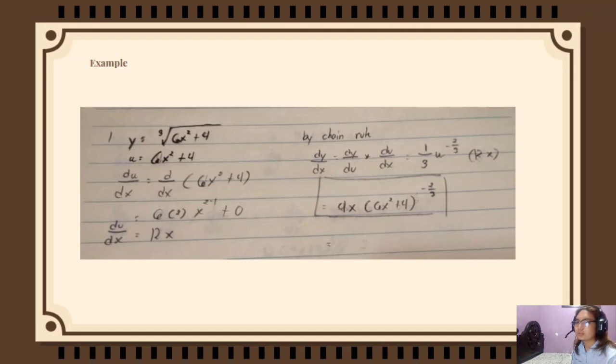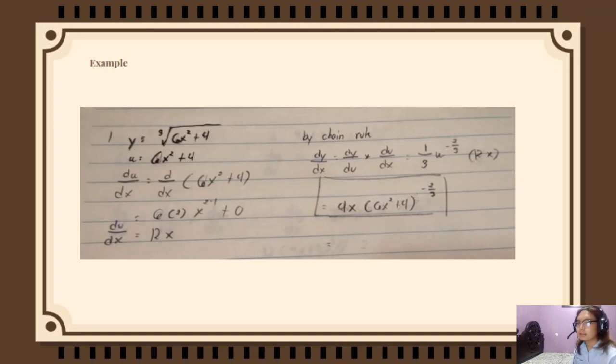Then, 12x. Saan natin nakuha yung 12x? So, yun yung du with respect to dx. Okay? Therefore, ngayon, ita-times natin 12 times 1 is equal to 12 divided by 3 is equal to 4. So, yan na siya, 4x.